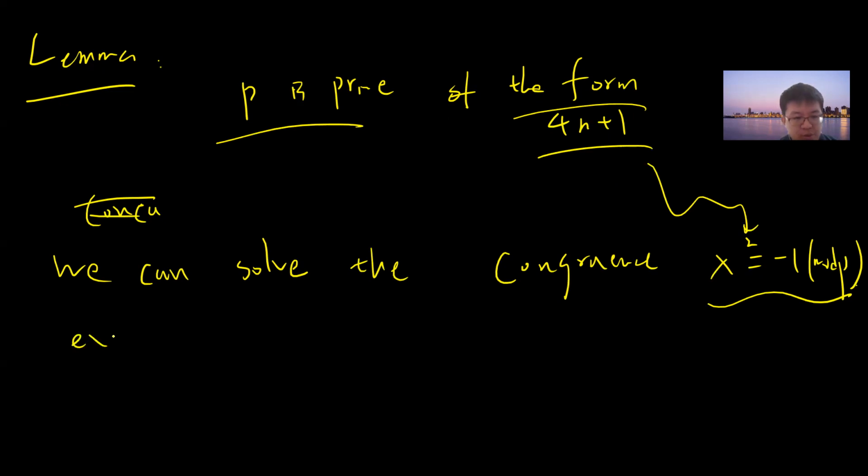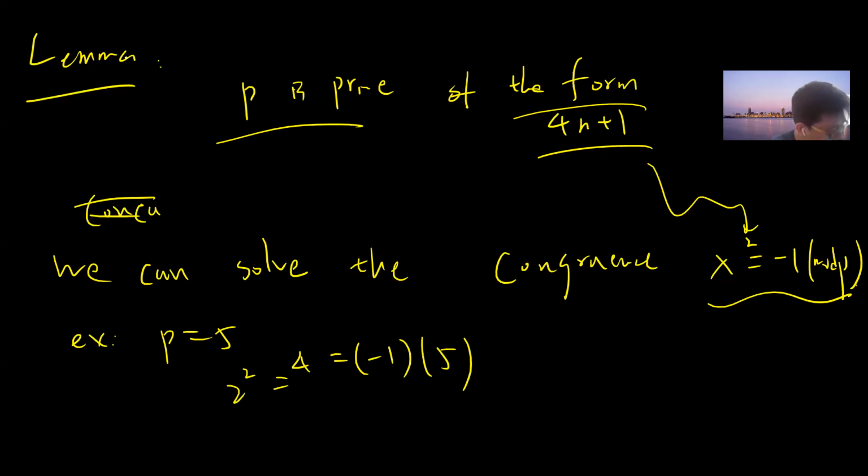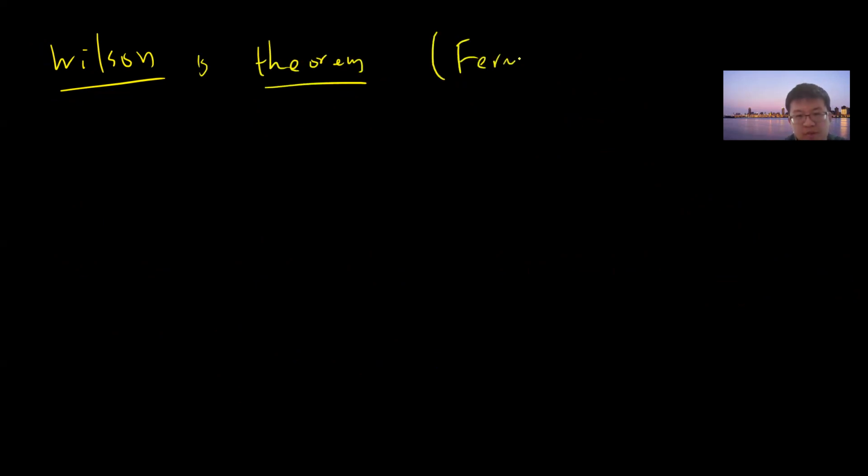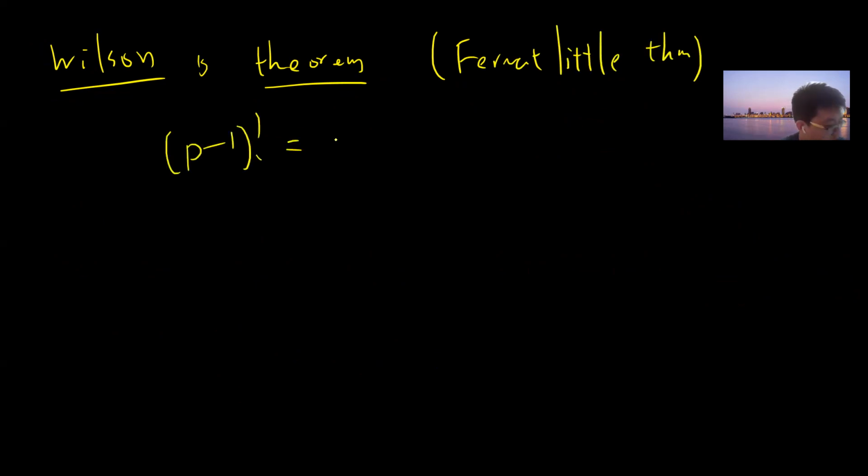Okay, so a simple example. If P is 5, then 4 is minus 1 in mod P, right? So 2 squared. Okay, so this is the famous result. Let me just quote the result using Wilson's theorem. Wilson's theorem is simple. You can prove it by Fermat's little theorem. Basically, P minus 1 factorial is always minus 1 mod P. Okay, you can check for a small case.